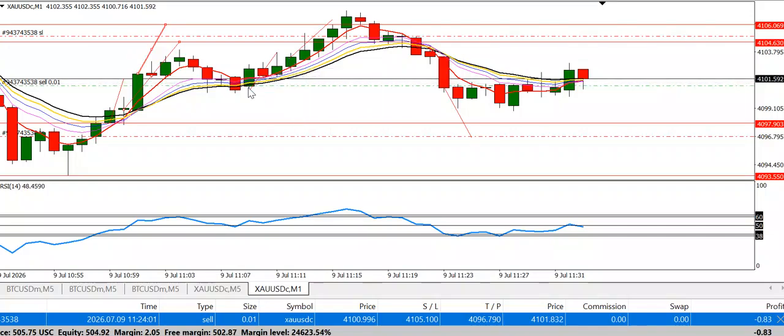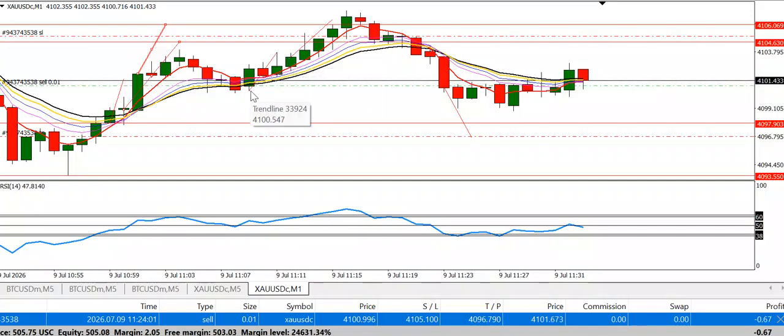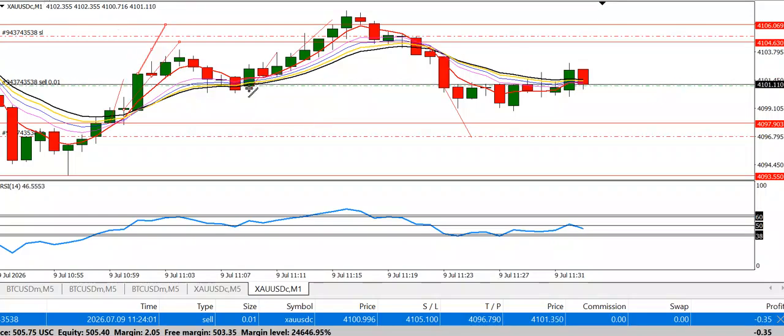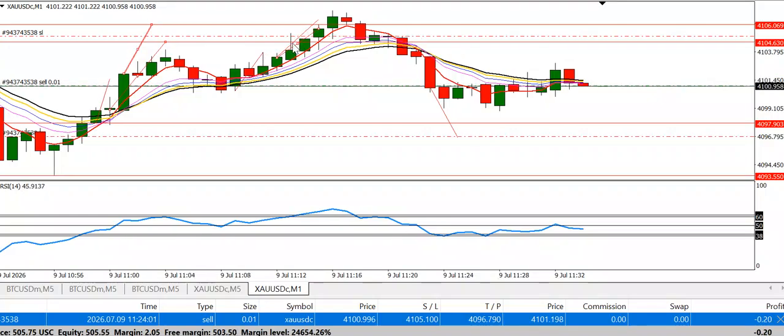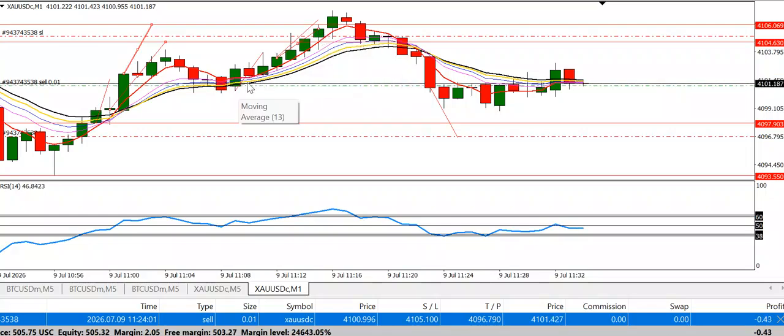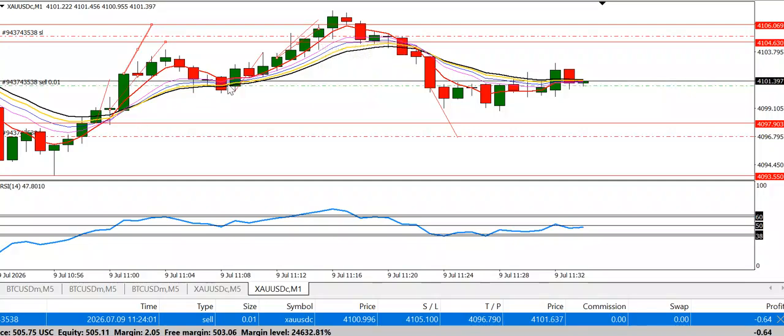The low of the lapping candle is going to be your stop loss. So from stop loss to entry, the same distance is going to be your take profit, which is around here. The stop loss is here, the take profit will be here. So that's for bullish scenario.